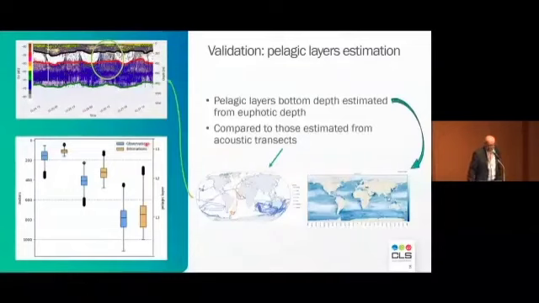So how do we validate this model? First, we need to validate the pelagic layer bottom depth by taking acoustic transects, and in an acoustic transect you can see very well the vertical migration of micronekton during the day-night alternation. And so we use a machine learning algorithm to detect the bottom depth of each layer, and then we can compare with our model that is based on euphotic depth.